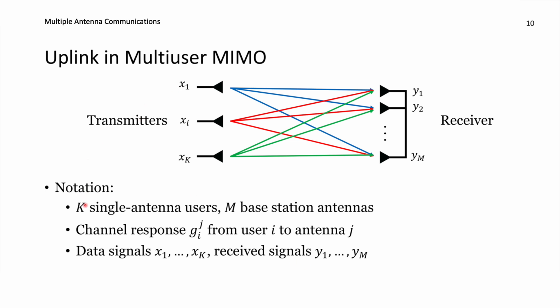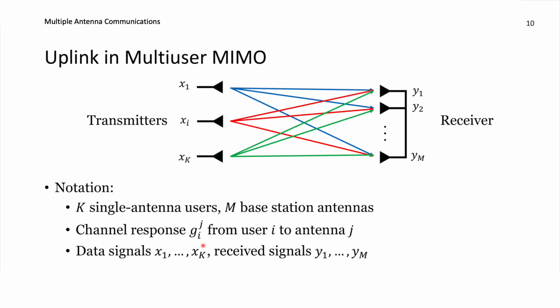We have K single antenna users that are transmitting in the uplink. So from user 1 to user K. And these users can be distributed in any way we like. And then they are sending different signals to the base station, which is having M base station antennas. And we'll let the channel response from user I to antenna J at the base station be denoted as GJI. So the superscript J is describing which base station antenna is receiving the signal, and the subscript I here is describing which user is transmitting.